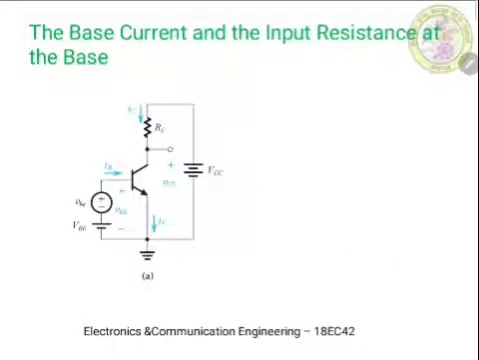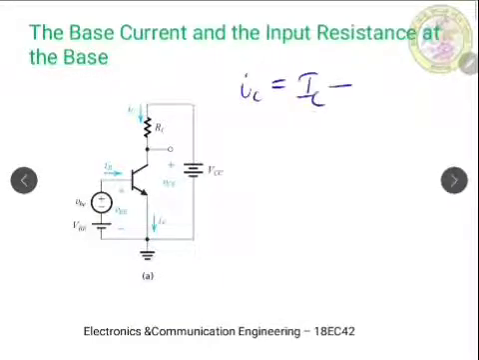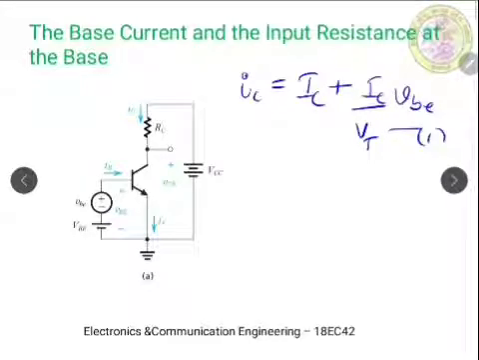To begin with, let us consider the circuit where we can write the relations for the different currents. We know that the collector current iC is given by iC equals IC plus IC by VT into vBE. In the previous session, while deriving the relation for the transconductance, we came to know the value of this IC.